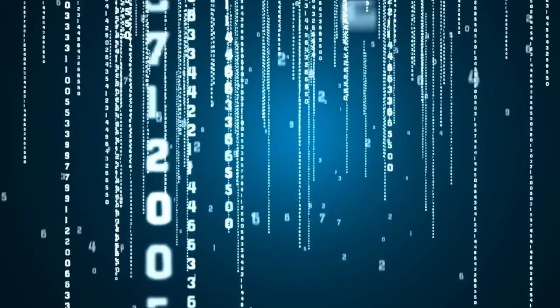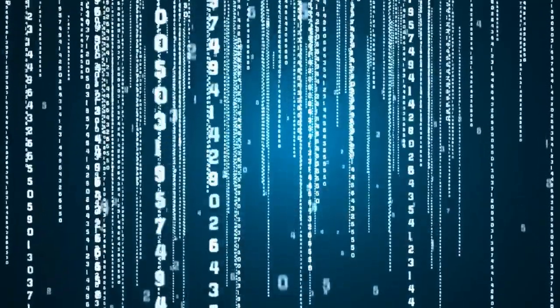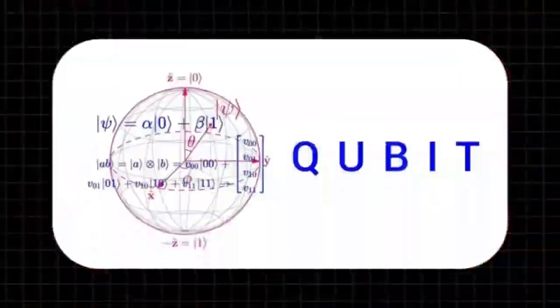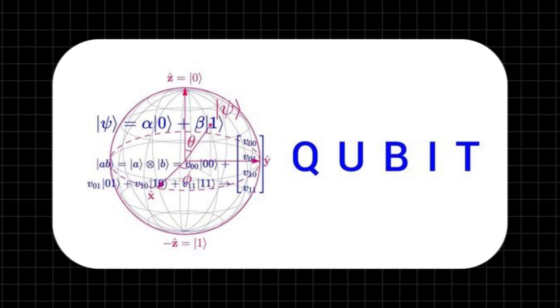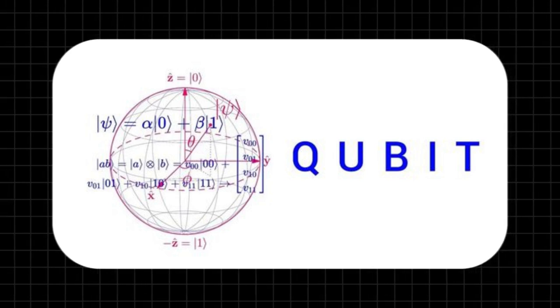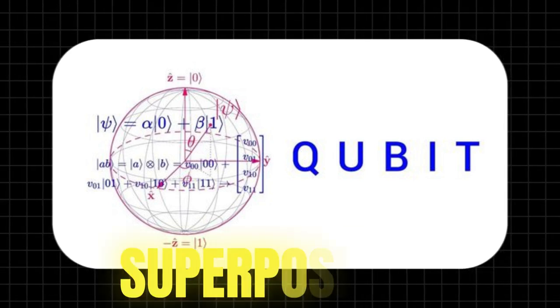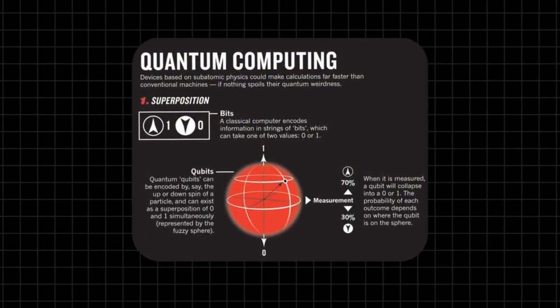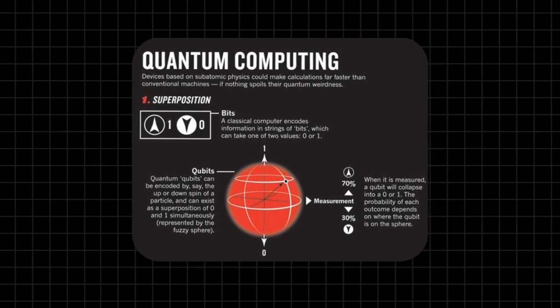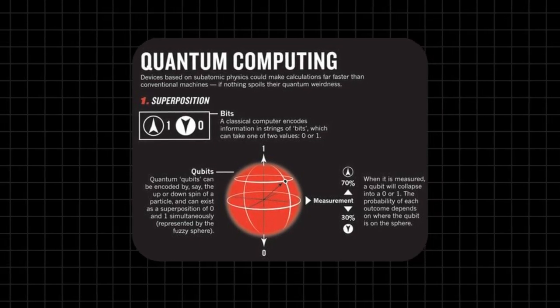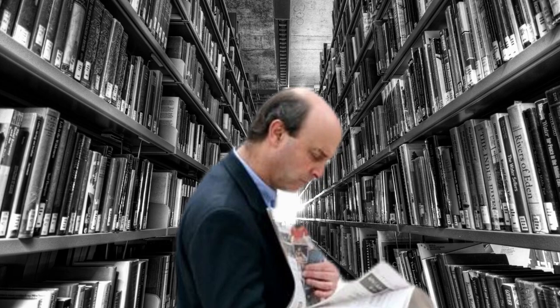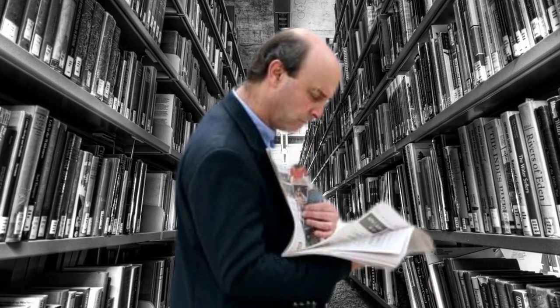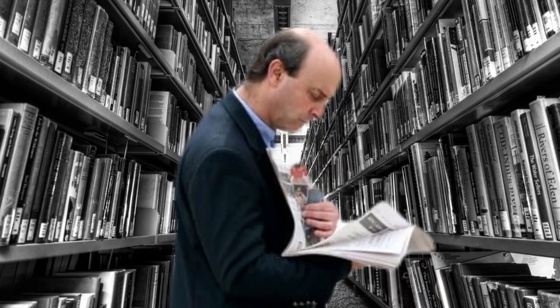Unlike classical bits, which represent either a 0 or a 1, quantum bits, or qubits, can exist in multiple states simultaneously, thanks to a phenomenon called superposition. This allows quantum computers to perform many calculations at once, vastly increasing their computational power. Think of it as having the ability to read every book in a library simultaneously, rather than one at a time.